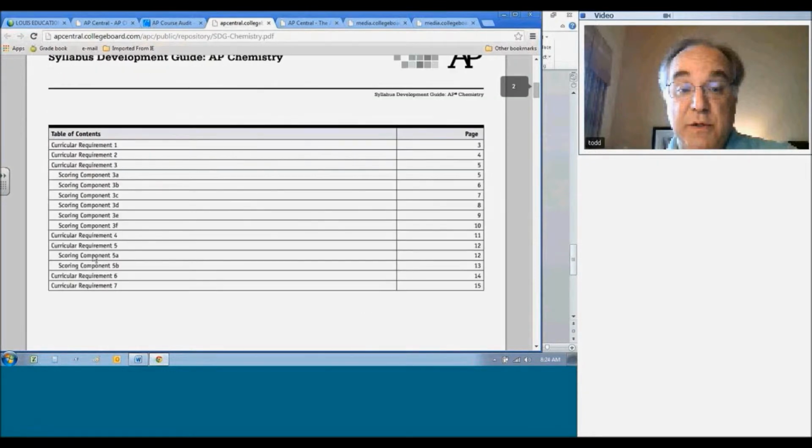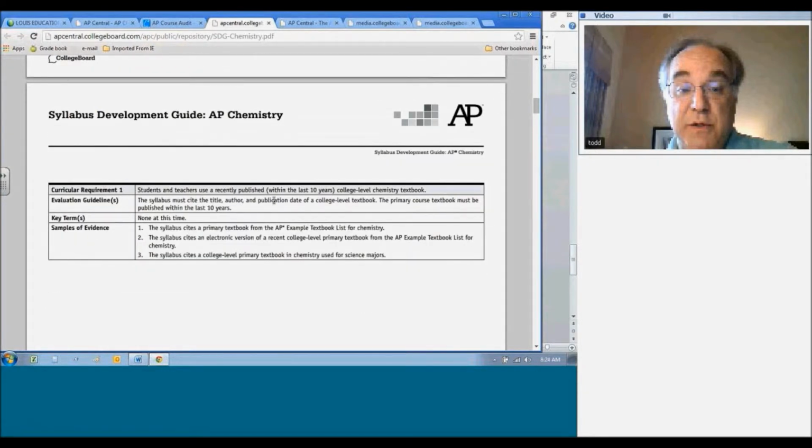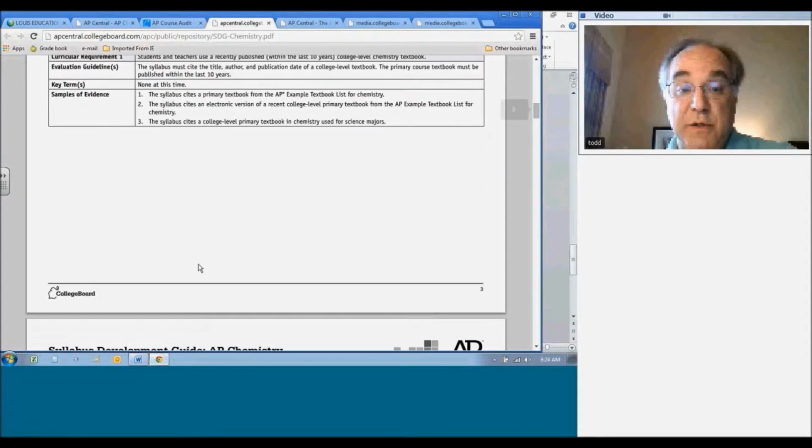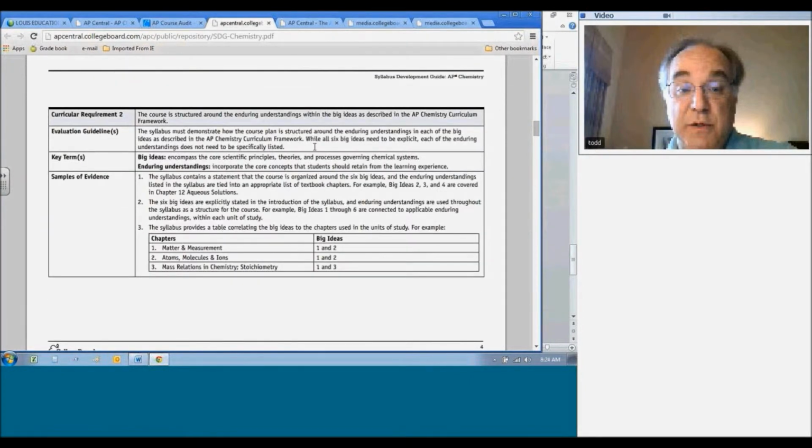So for curriculum requirement number 1, students use a recently published textbook, within 10 years. You list in the syllabus the title and the date of publication. The syllabus must demonstrate how the course plan is structured around the enduring understandings and the big ideas. So what you need to do is list the big ideas as part of your syllabus, that your syllabus is planned around the 6 big ideas. And you can go through this document and check off as you go one by one to make sure that you have covered every single part of the curriculum framework for your audit.